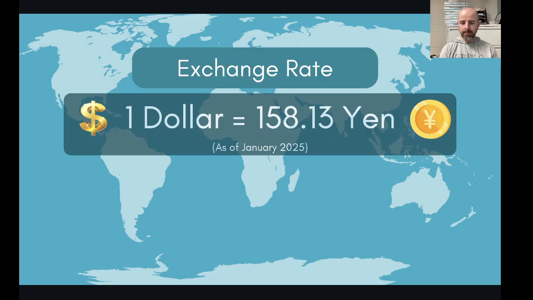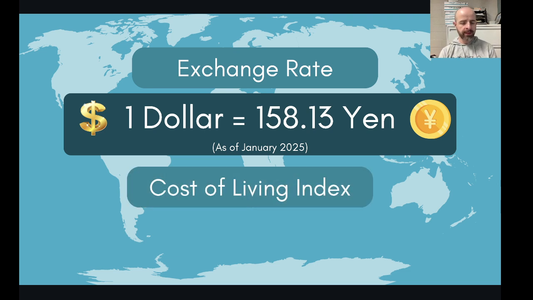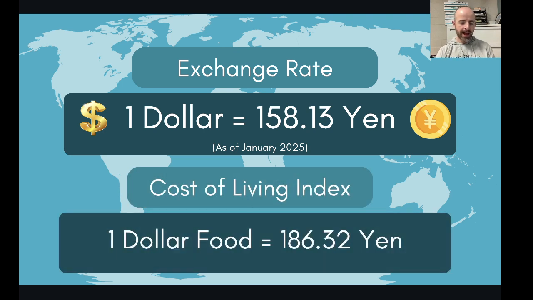But here's the thing. It's not just the money that costs different amounts. Different things that you would buy or things that you need to live cost different amounts. So the exchange rate of $1 is 158 yen. But then we have what's called the cost of living index. And so the cost of living index for food, $1 worth of food, is 186 yen. Let's take a look at how that works.